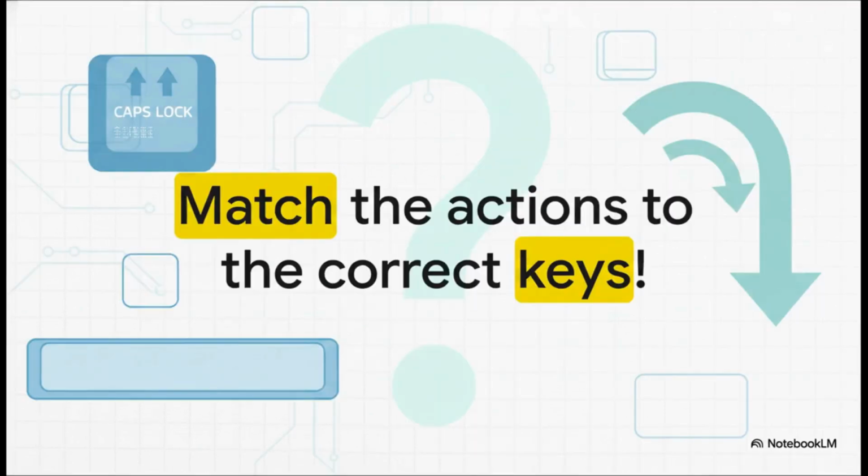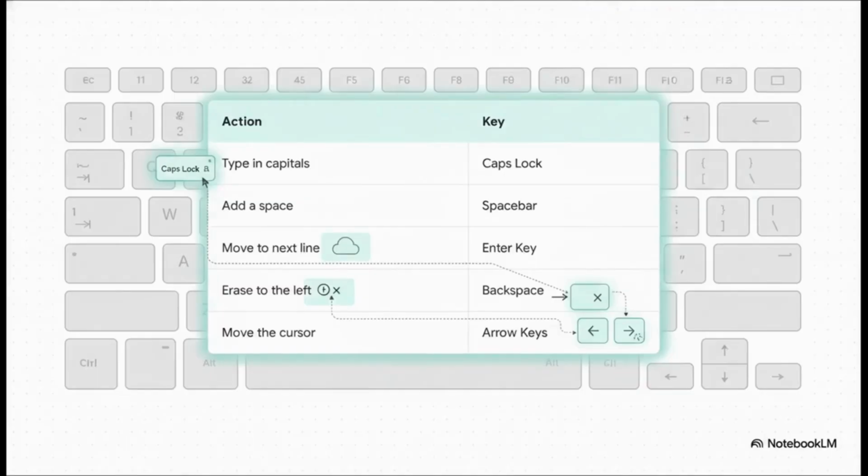All right, let's dial up the difficulty just a little bit. It's mental matching time. Look at these 3 actions. Type in capitals, add a space, and move to the next line. I want you to mentally link up these specific actions with the correct keys before I reveal the master table. You got them? Let's see how you did.